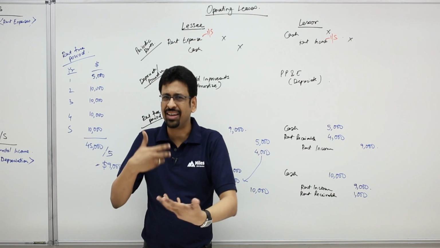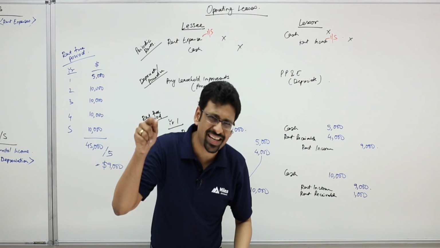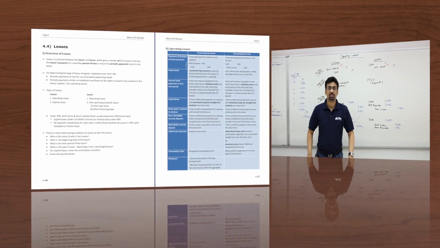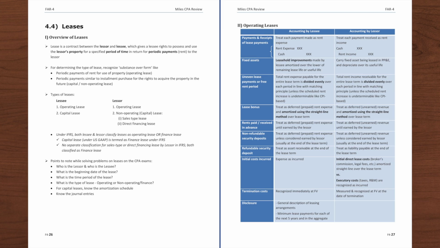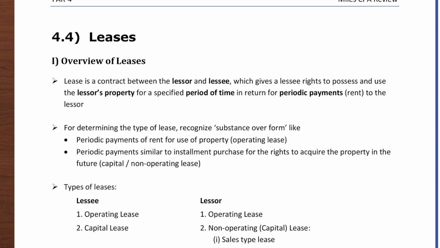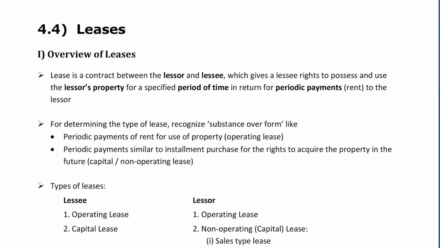So I've given you a lot of content on operating leases. Let's get to the book. We've got a lovely table there. We're going to show you all this. On page 26, we're looking at leases. It says a lease is a contract between the lessor and the lessee, which gives a lessee rights to possess and use the lessor's property for a specified period of time in return for periodic payments. So right there, lessor equals landlord, lessee equals tenant.